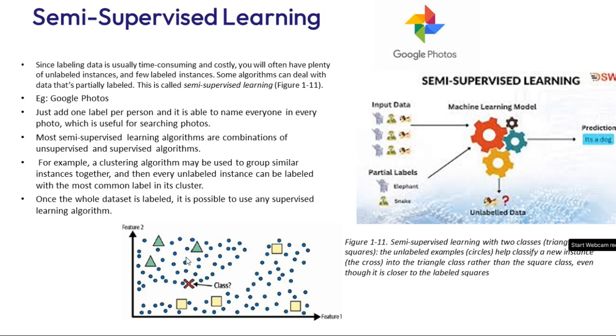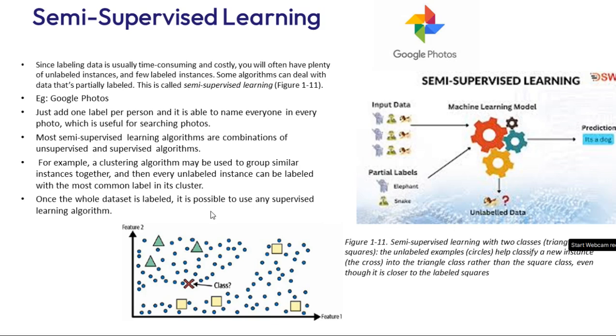This data set is having some labeled data. The labeled data are the triangle and the other one is a square. And there are a lot of unlabeled data, that is these circles. So this is our total training data set that we are giving for training. We have labeled data as well as unlabeled data. Now the problem is I have to predict what is the class of this cross mark. Either it has to belong to a triangle or it has to belong to a square.